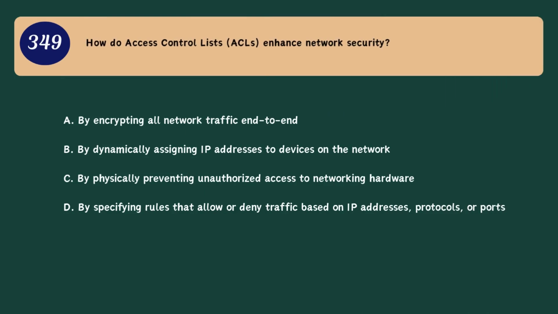Question 349. How do access control lists enhance network security? A. By encrypting all network traffic end-to-end. B. By dynamically assigning IP addresses to devices on the network. C. By physically preventing unauthorized access to networking hardware. D. By specifying rules that allow or deny traffic based on IP addresses, protocols, or ports.